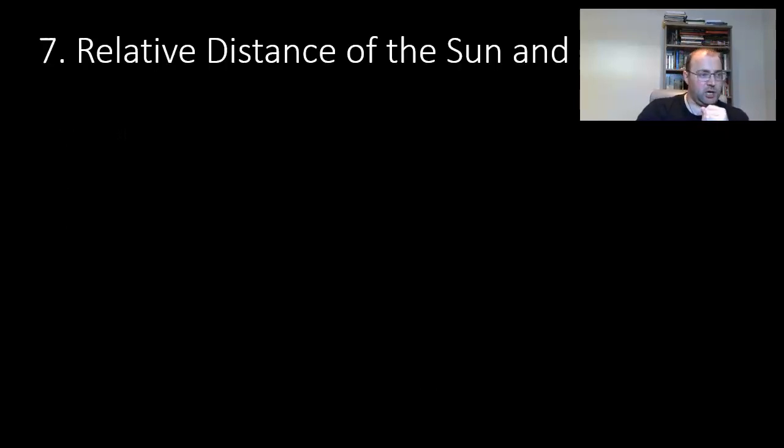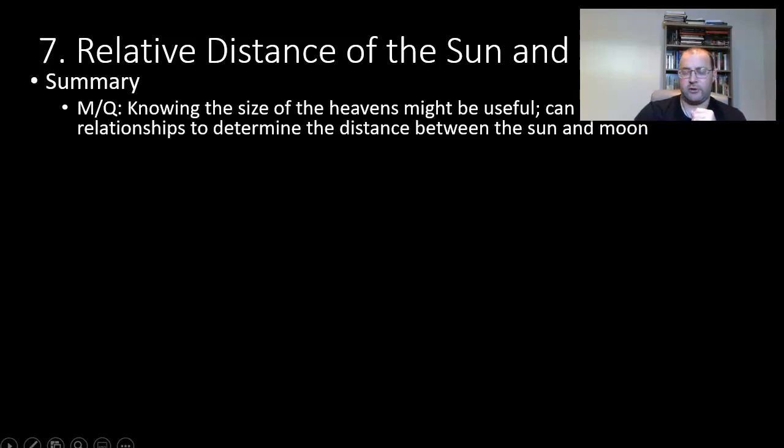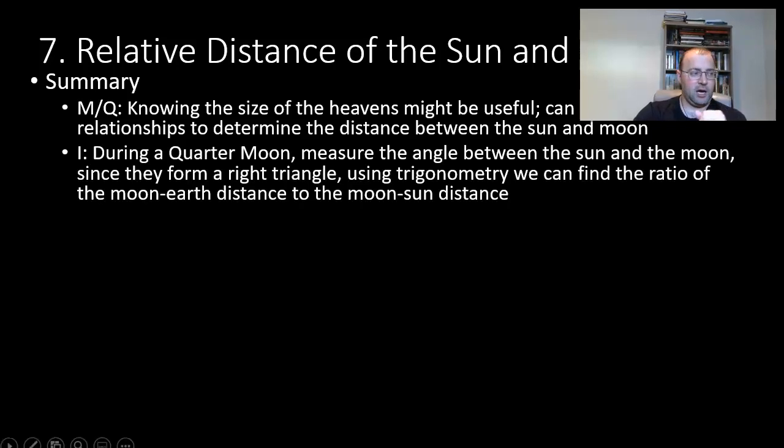So next one, the relative distance of the sun and the moon. Sorry, that's going behind the picture there. So yeah. Oh well. The motivation is that knowing the size of the heavens might be useful. Can we use these geometric relationships to determine the distance between the sun and the moon?